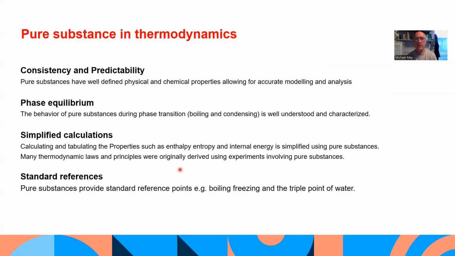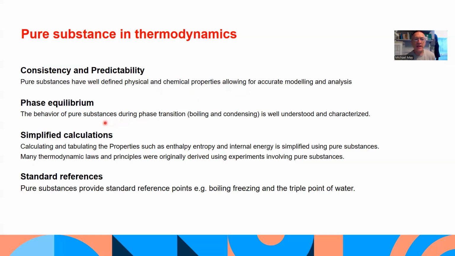And it's abundant. But beyond that, the reason why we have pure substances as thermodynamic working fluids, some of these points may seem obvious, but it's because of their consistency and predictability. Pure substances have well-defined physical and chemical properties, allowing for accurate modeling and analysis. So if you don't have that consistency, then you can't be sure of your modeling and your analysis.